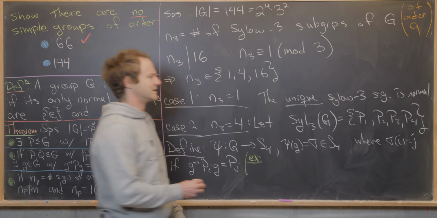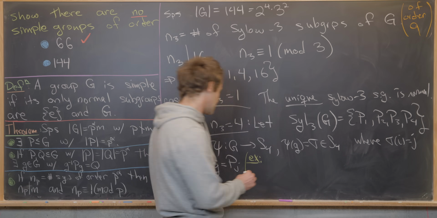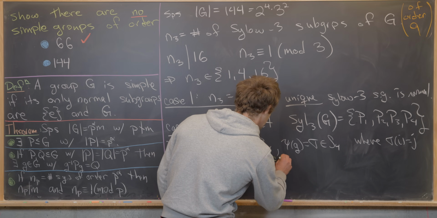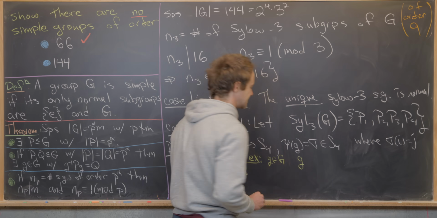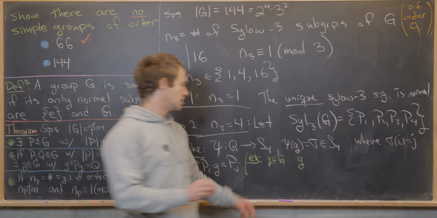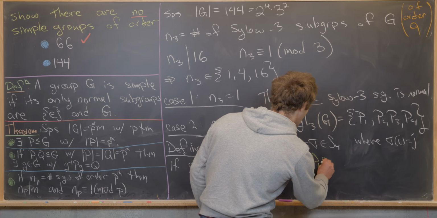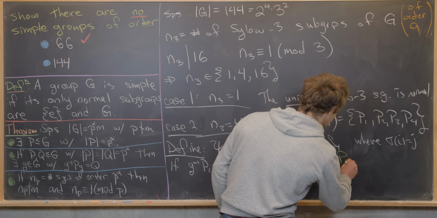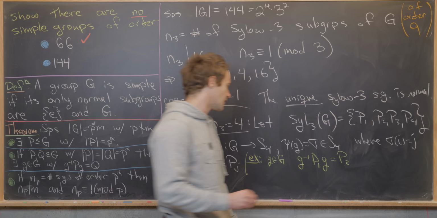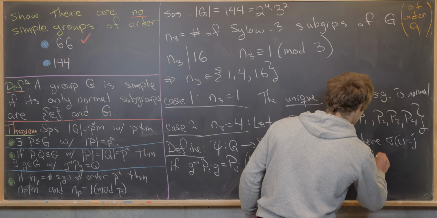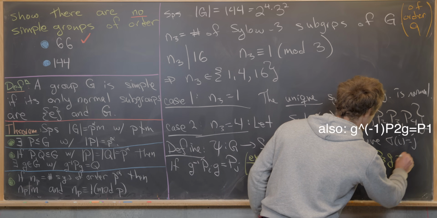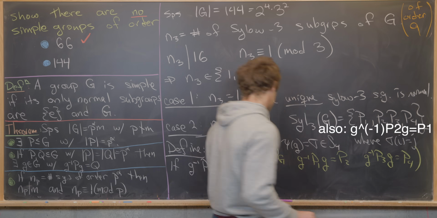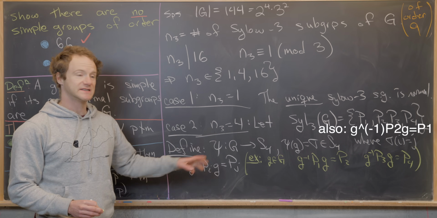So let's say our example would do something like this. Let's say we've got an element G from the group, and it satisfies the following rules. G inverse P1 G equals P2, and then also G inverse P3 G equals P4. So that's how the conjugation works under this element.